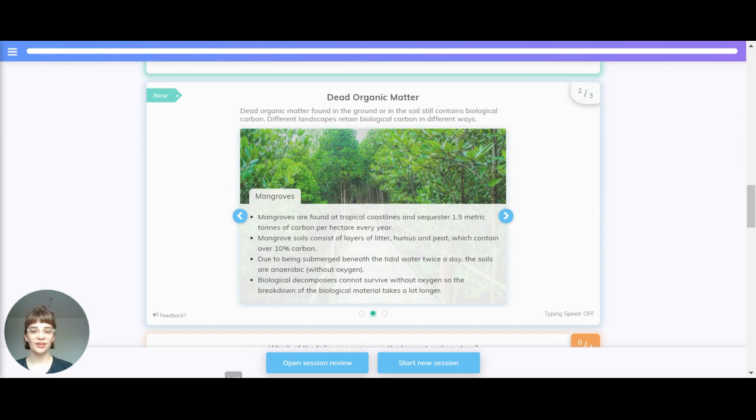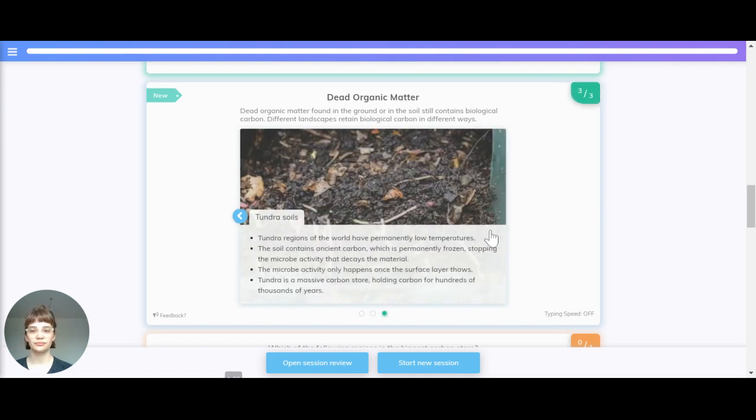Mangroves. Mangroves are found at tropical coastlines and sequester 1.5 metric tons of carbon per hectare per year. Mangrove soils consist of layers of litter, humus, and peat, which contain over 10% carbon. Due to being submerged beneath tidal water twice a day, the soils are anaerobic, meaning without oxygen. Biological decomposers cannot survive without oxygen, so the breakdown of biological material takes a lot longer.